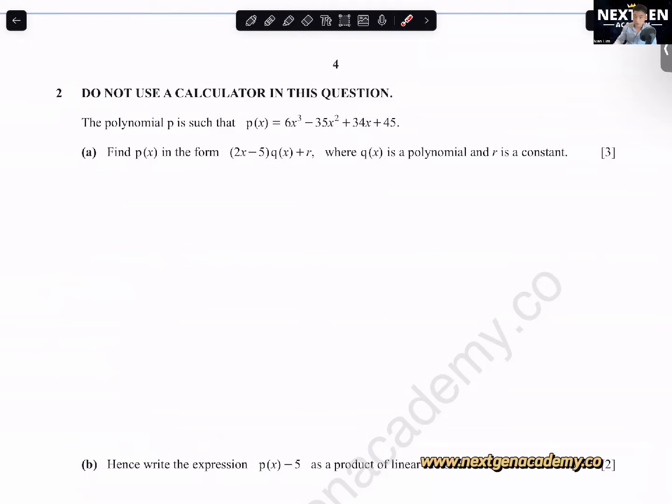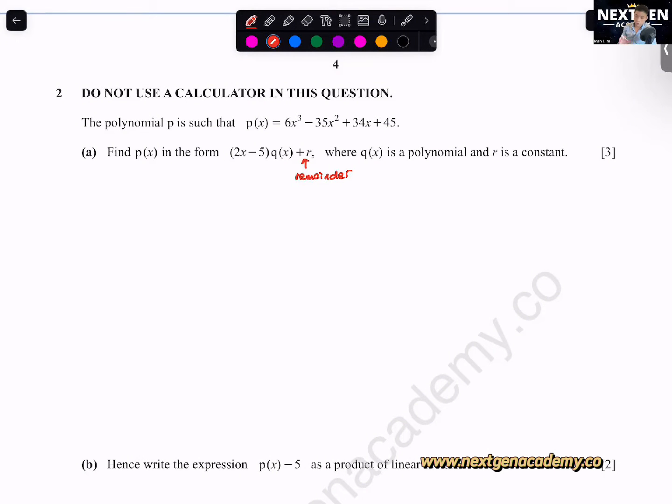Okay, but what is unique over here? You see, how come got this r? 2x minus 5 q(x) plus r. What is this r? Okay, what is this r over here? Not so usual form, right? This one. Okay, yeah, remainder. Very good, Avinash. Okay, remainder. So where q(x) is a polynomial and r is a constant. This is not a very typical form that they normally ask.